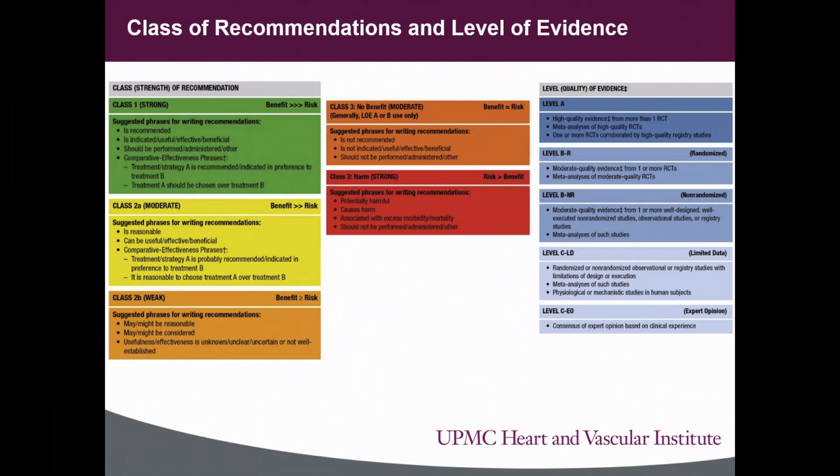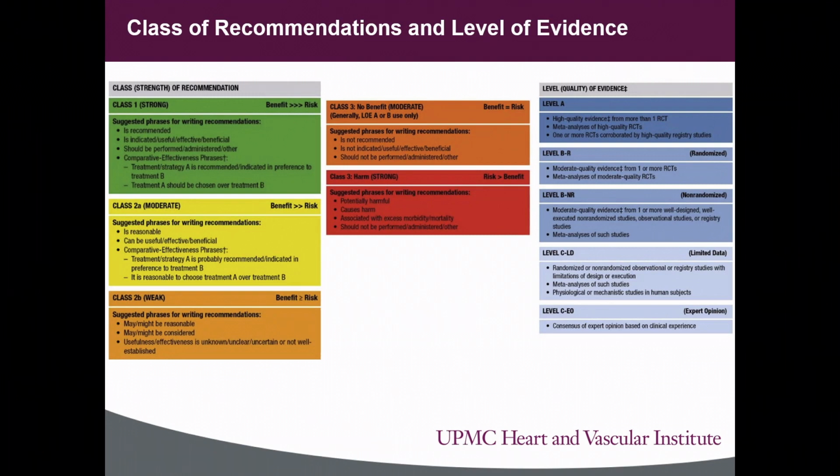Class 2A is the next strongest, or a moderate recommendation, where benefit still outweighs the risk, just not as much as a class 1, and certainly a very reasonable recommendation to make. A class 2B indication still suggests that benefit is typically greater than or equal to risk, and it's the weakest recommendation that we have. In this case, we consider this may or might be reasonable, may or might be considered, and the usefulness is unknown or unclear. So a class 2B indication is still something that could be helpful, but it's not necessarily something that must be followed in all instances.